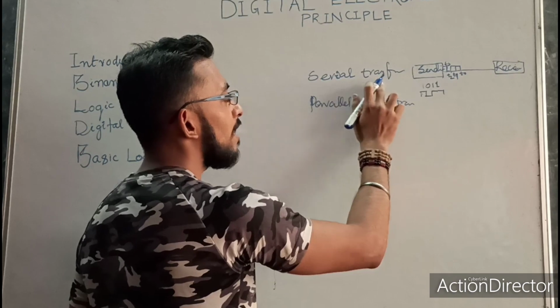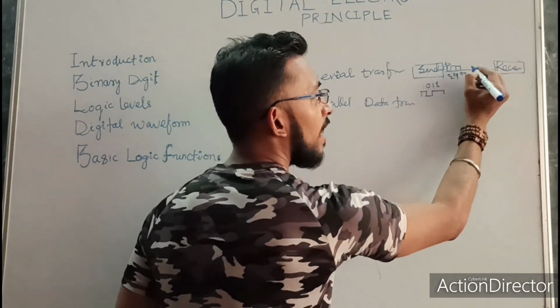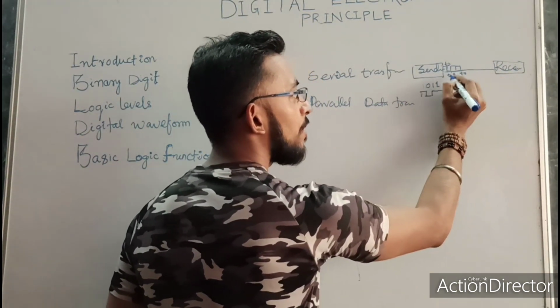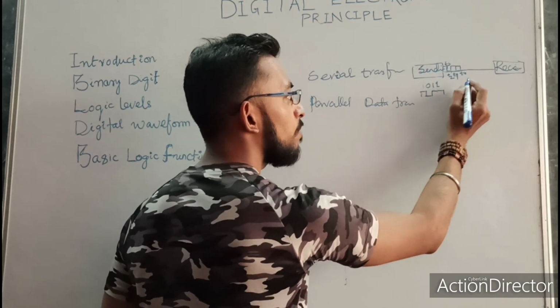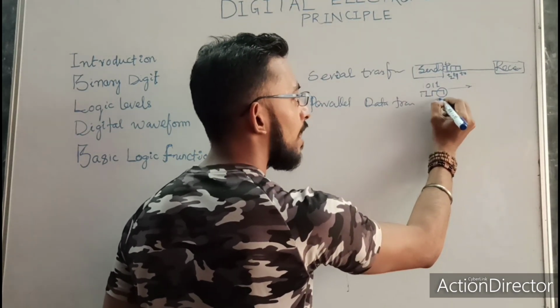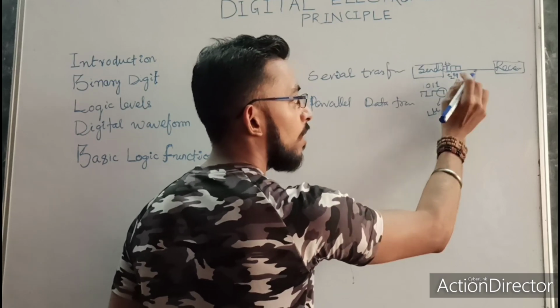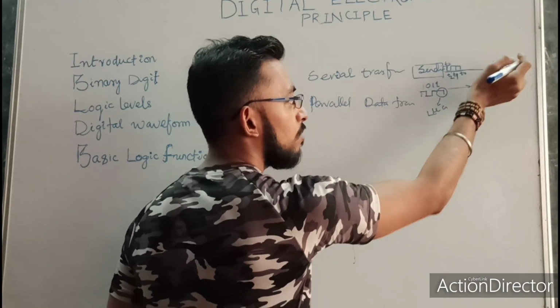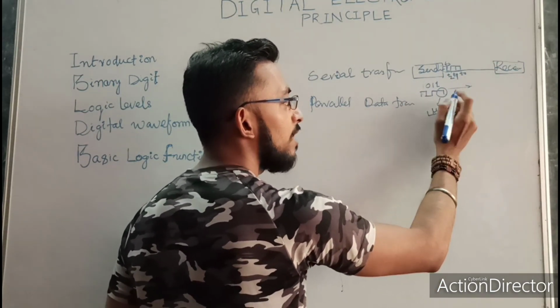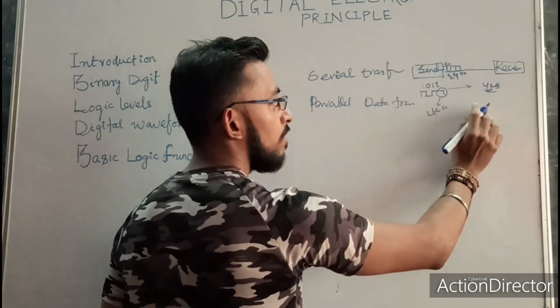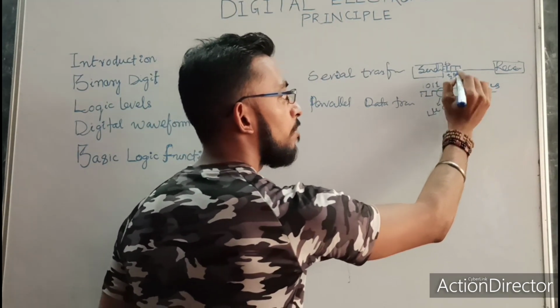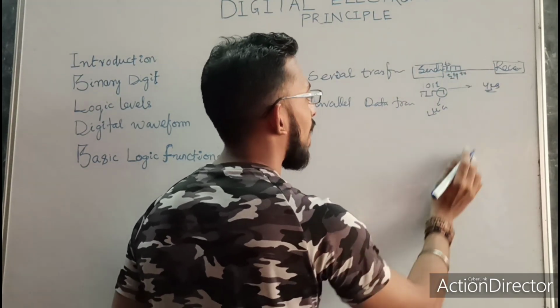It means serial transfer needs one line. You see, here is only one line. But the time taken to transfer my 4 bits will be more. Suppose one pulse takes 1 microsecond to reach the receiver. Then to send 4 bits, I need 4 microseconds. The time taken here is more, but here you require only one line.